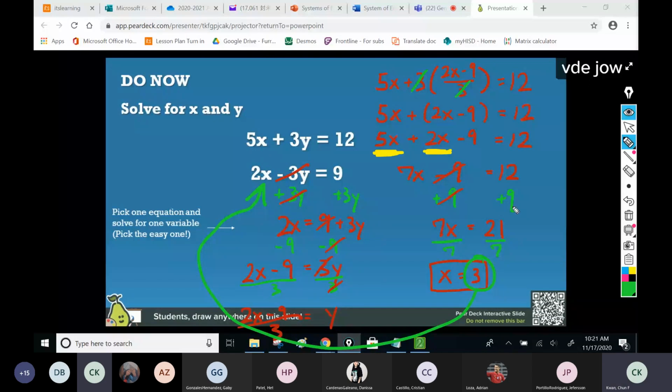All right, I'm going to plug it back into the second equation, replace the x, so that we can solve for y. So I'm going to write right here, 2 times 3 minus 3y equals 9. And then 2 times 3 is 6, minus 3y equals 9.